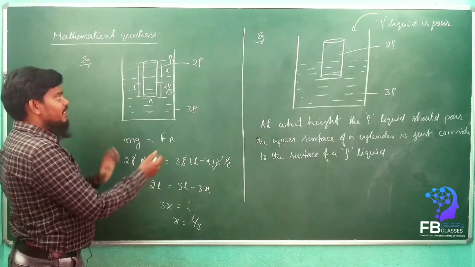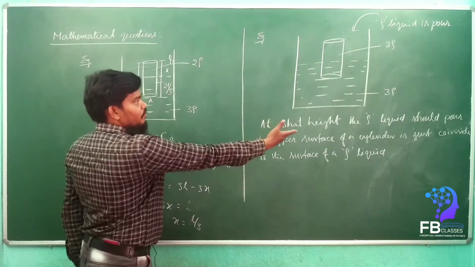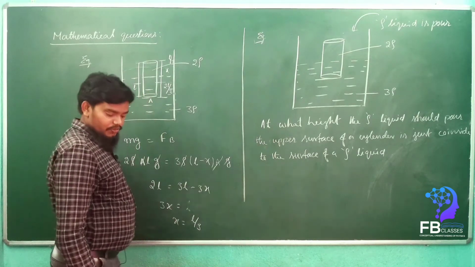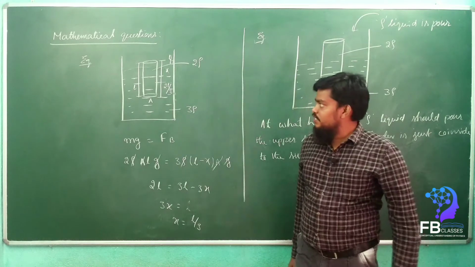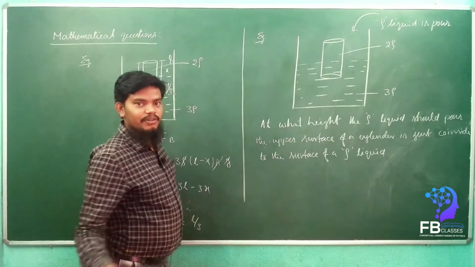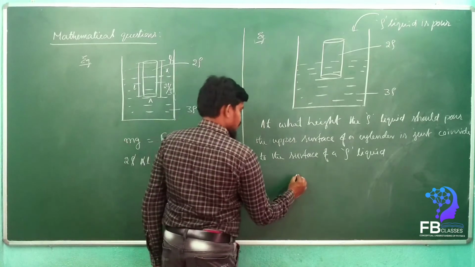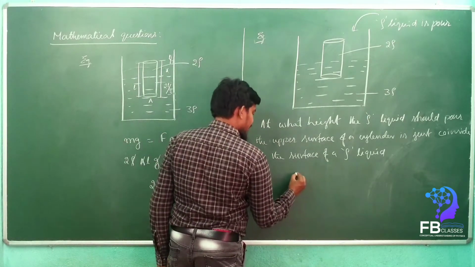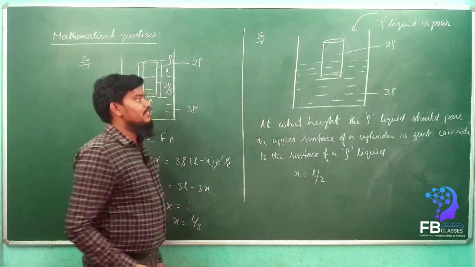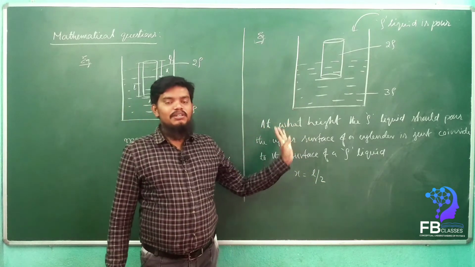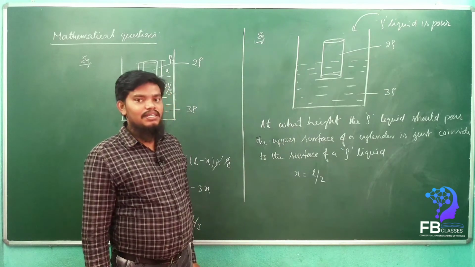If you are taking two liquids, as we did before, the same thing is asked. Do you understand, everyone? Yes, sir. So what value will come? The value will come as L by 2, right? So the height x is equal to L by 2. The same answer as the previous example will come here. Are you getting my point?